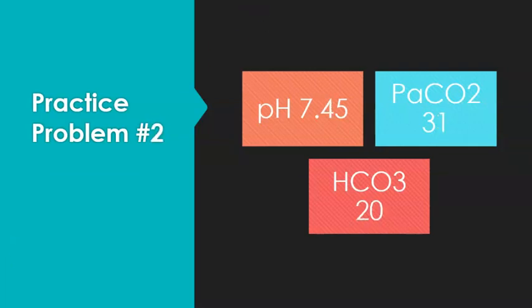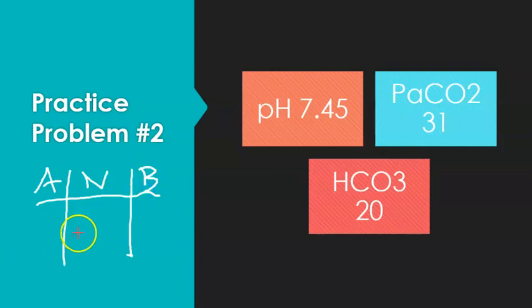Problem number 2. Again, you're always going to start by drawing your grid and labeling acid, normal, and base, and then placing your values in the appropriate column. So our pH is 7.45, and that is a normal value. Your PaCO2, or your respiratory component, is 31, making it alkalotic or base. And then your HCO3, or your bicarb, is 20, making it an acidotic.